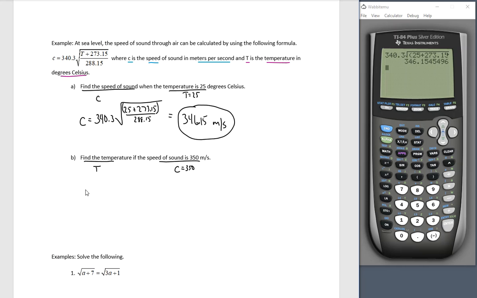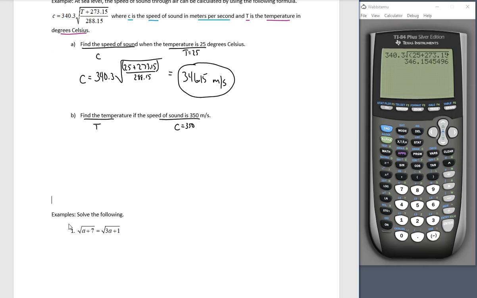Now I'm trying to solve, and I just noticed I will absolutely need more room. Let's solve this. Now, 350 is our C value. We have the rest of this entire equation, 340.3, let's not forget that, times the square root of T plus 273.15. Oh, this is so sloppy, I can't do this to you guys. How are you going to follow that? Oh, that's ridiculous. All right, let's do this better.